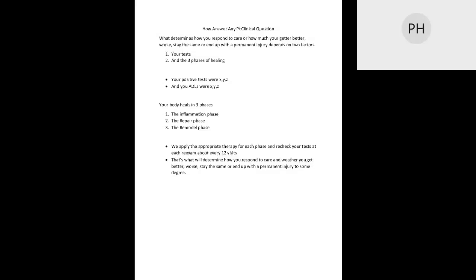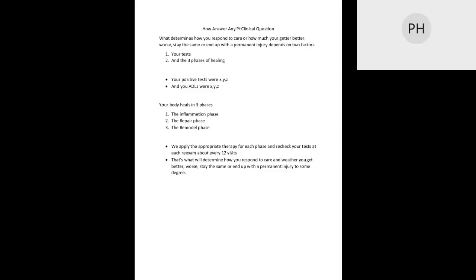It's the 80-20 rule. In other words, we can't give you an answer for every potential question a patient can ask, but we can give you the template. So I'm going to give you the template. This is the template of how to answer every patient's clinical question.